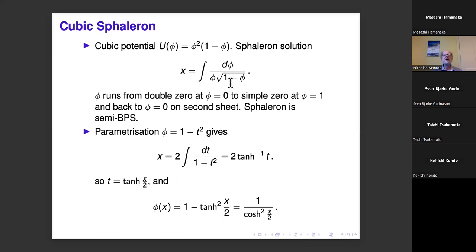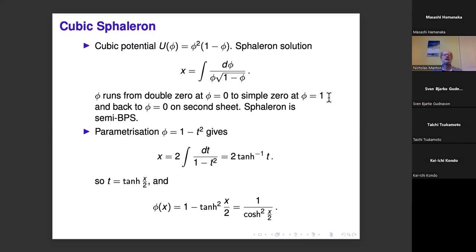Now, what is the solution like? When you do this integral, what happens is that phi runs from a double zero at phi equals 0 to the simple zero at phi equals 1. But it reaches phi equals 1 at a finite value of x. So if you only integrate between 0 and 1, x will only have a limited range. A sort of half interval, half the real line, will be covered if you just integrate from here to here. That's no good.